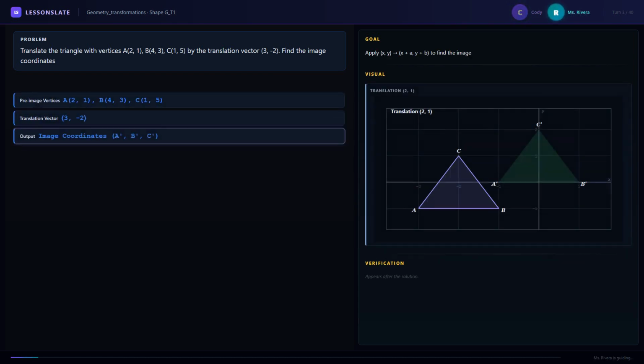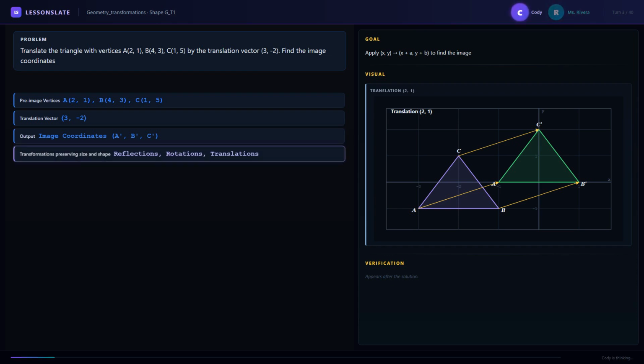Fair enough. This problem packs a lot into one sentence, Cody. The trick to these translation problems is understanding what kind of transformation a translation is and how it impacts the figure. First, can you remind me, what do we call transformations that preserve the size and shape of a figure?